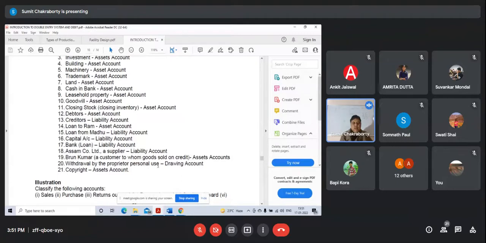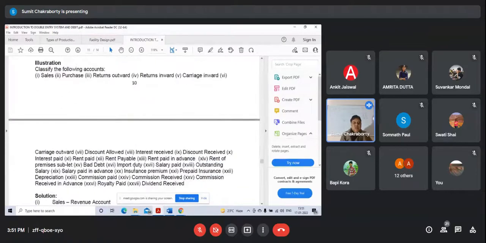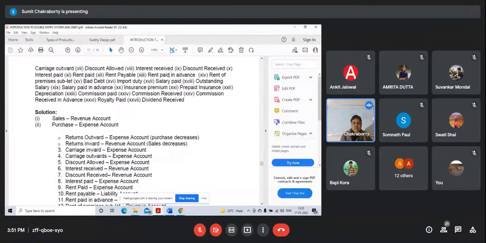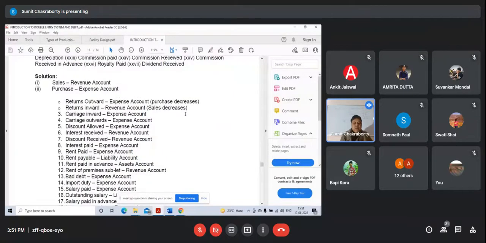Withdrawal by the proprietor, personal, is the drawings account. Copyright is the asset account. Copyright is an asset account. Okay, classify the following accounts: sales, purchase, returns outward, returns inward, carriage outward, discount allowed, interest received, discount received, interest paid, etc. So they have written over here. Sales is a revenue account and purchase is an expense account. Okay, first. Sales is always a revenue account. And purchase always is an expense account.